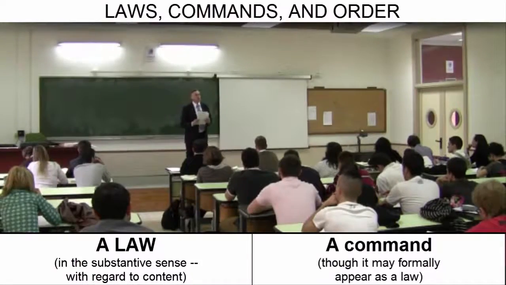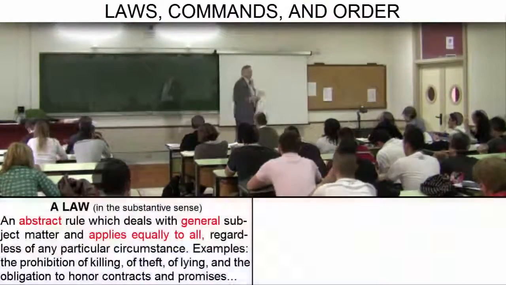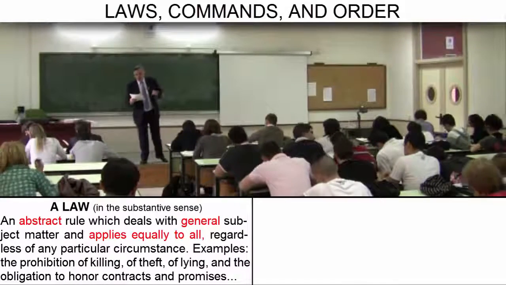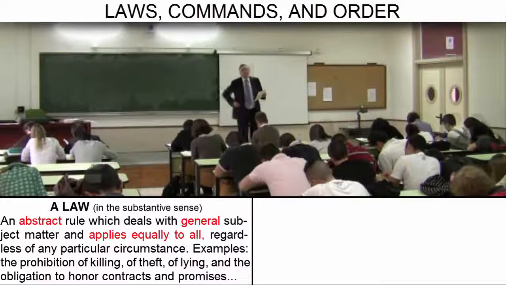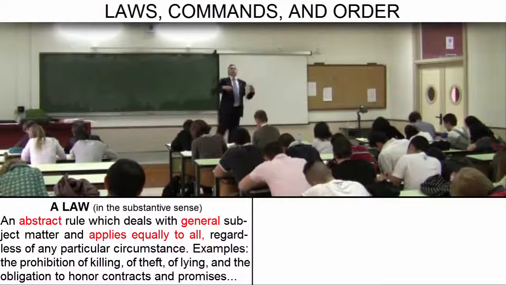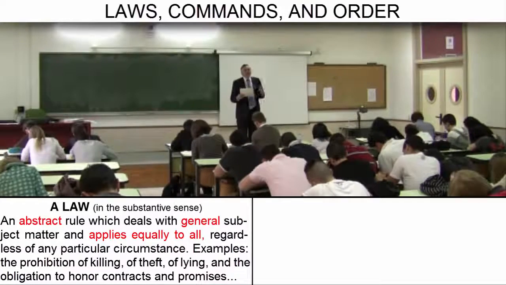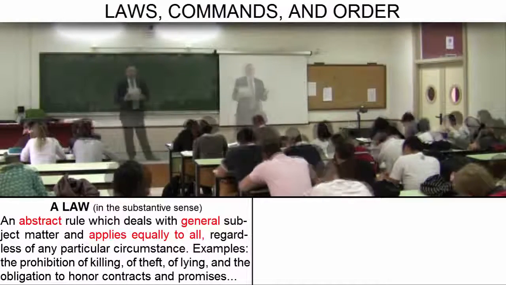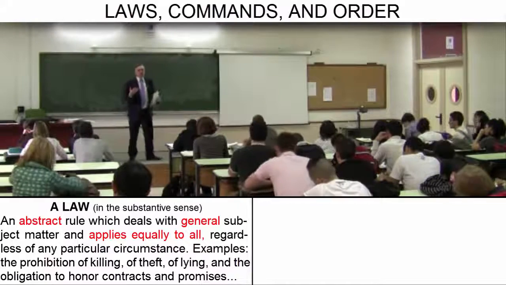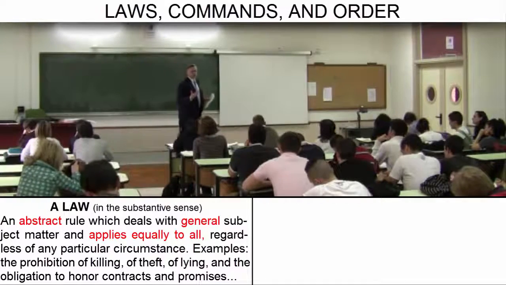Now we will begin by defining what a law is. A substantive law is an abstract rule which deals with general subject matter and applies equally to all. That is, it takes no particular circumstance into account. So, what am I referring to when I define substantive law in this way? I am referring to rules of the following sort.